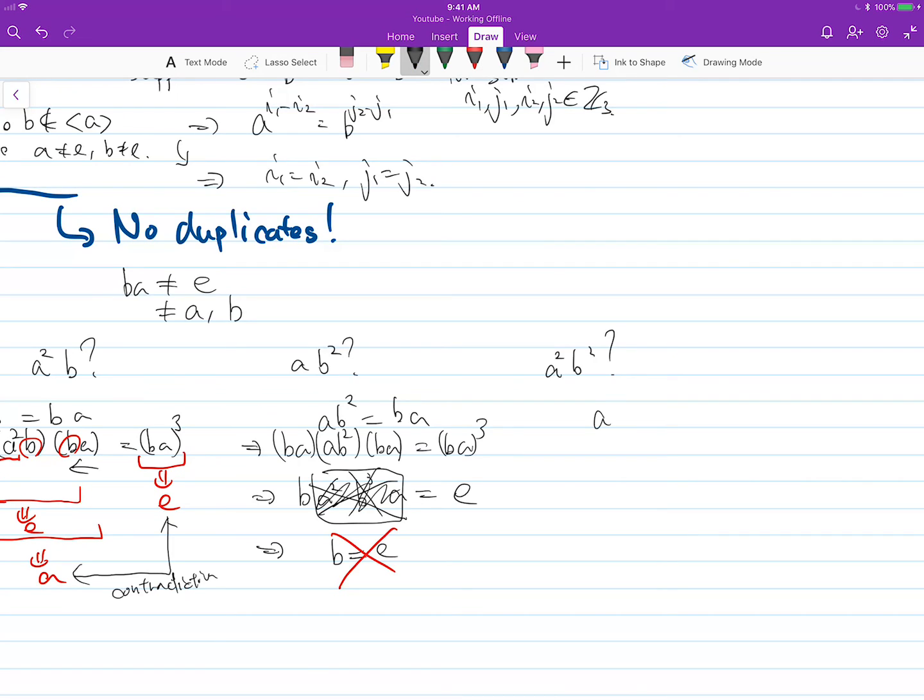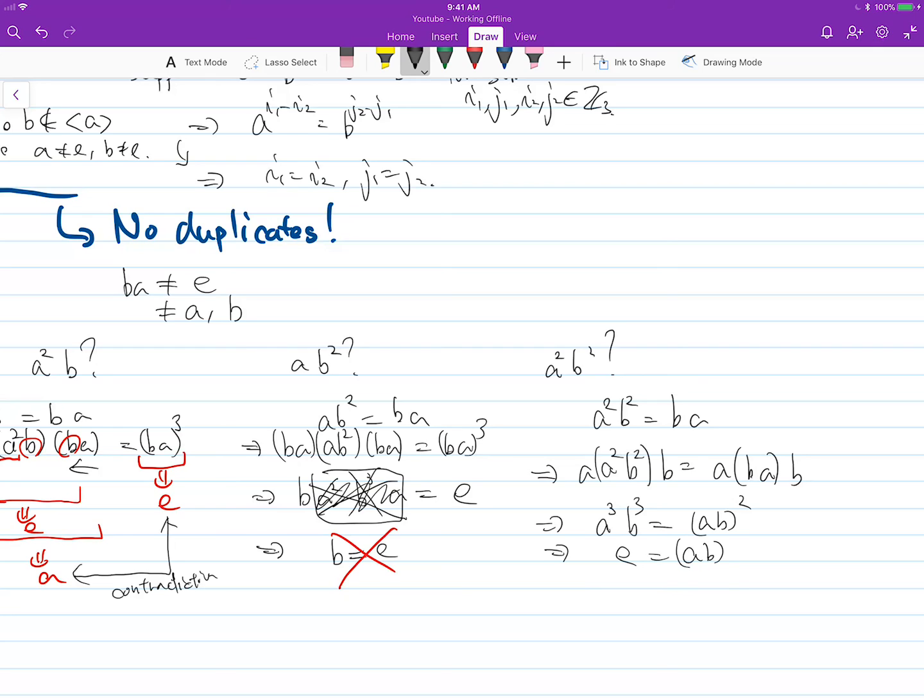The last one: A squared B squared equals BA. This would imply that A squared B squared times B equals ABAB. And then now we have A cubed B cubed equals AB squared. And this means E equals AB squared. By Lagrange's theorem, the order of AB has to divide 9. That means the order of AB is not 2, so that would imply that AB is the identity, which is also a contradiction.